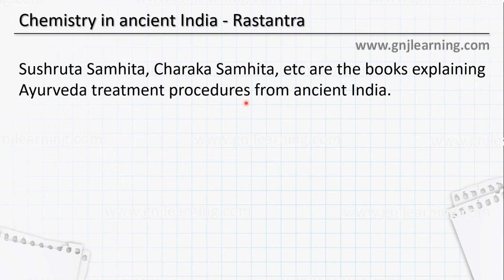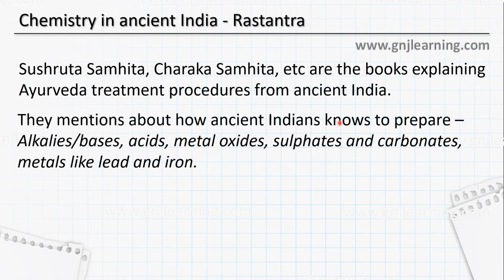Later our land was invaded due to certain political reasons, and we lost all these things that we had during those times. Susruta Samhita and Charaka Samhita, which are considered holy books of Ayurveda, explained how to prepare alkalis, bases, acids, metal oxides, sulfates and carbonates, and how to extract metals like lead, iron, etc. This knowledge that we know now came from the Western world, but some 2000 years ago India already knew how to do all these things.